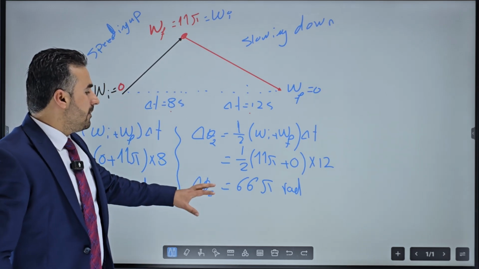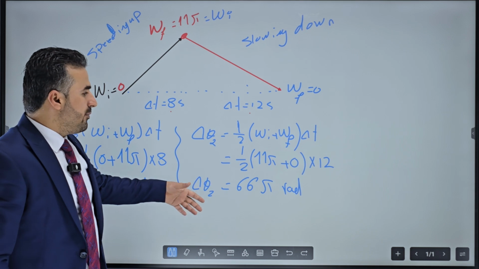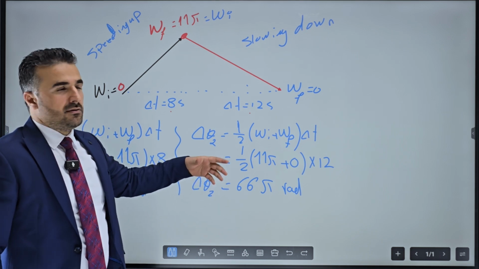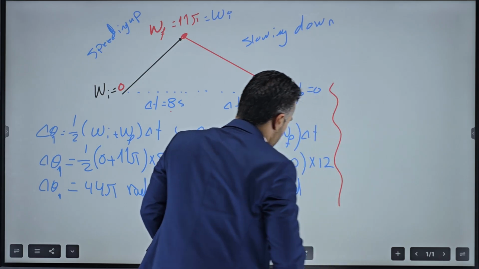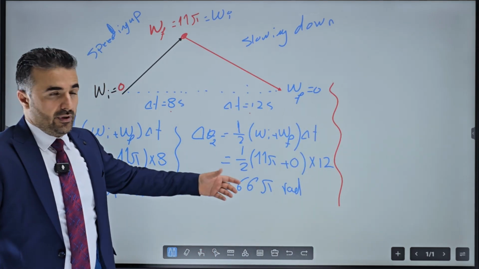Now, how do you find the angle that the object is rotating through, but in revolutions? All we have to do is add the two together and then convert this to rev.